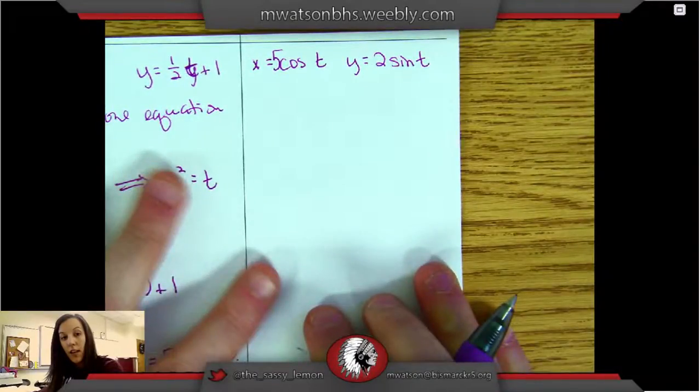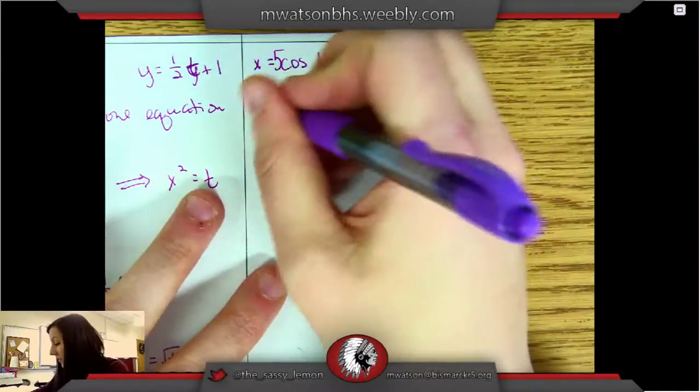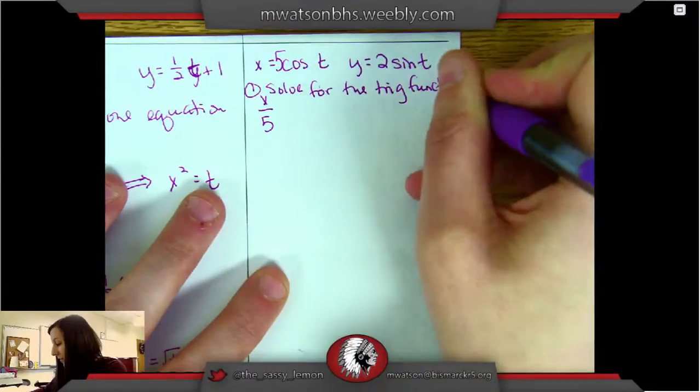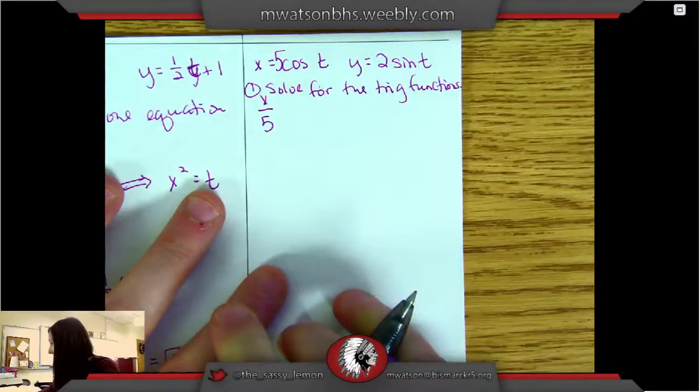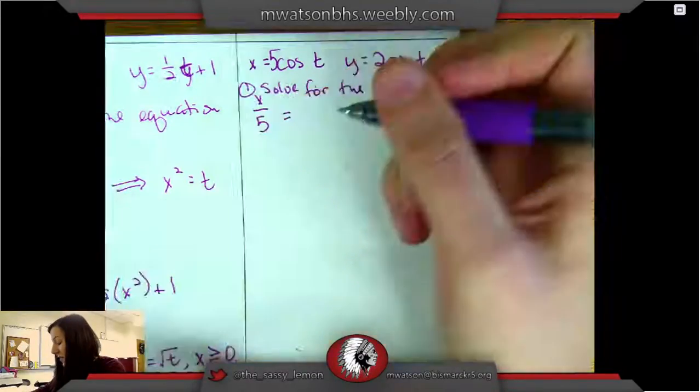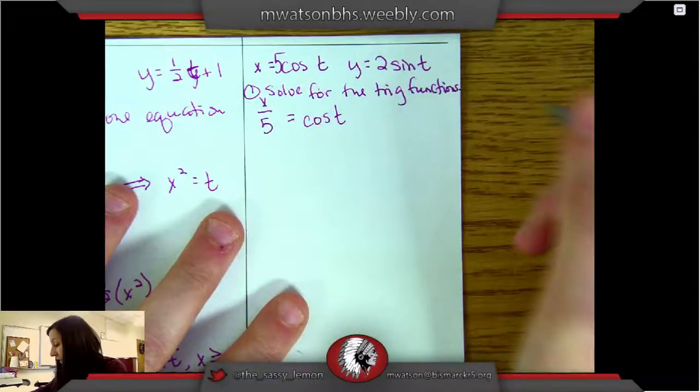And we start trying to solve one of them for t. So with this one, we're going to divide by 5. And, oh, I didn't even write my step. What is wrong with me? Okay, step 1. We're going to solve for the trig functions. So we're going to divide by 5 on both sides and get x over 5 equals cosine t.